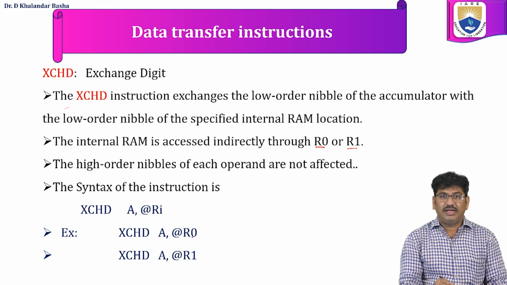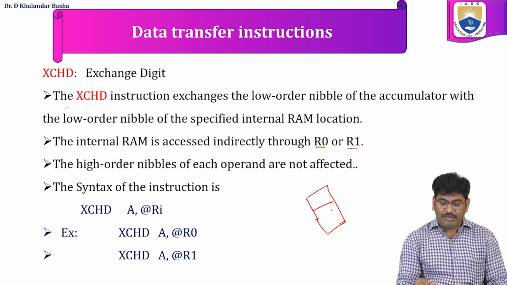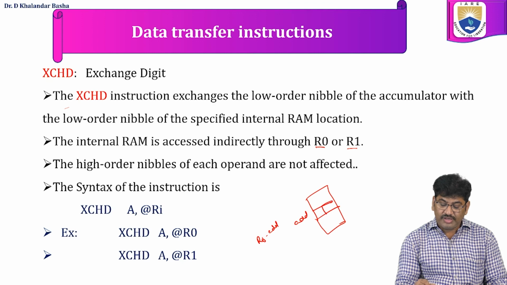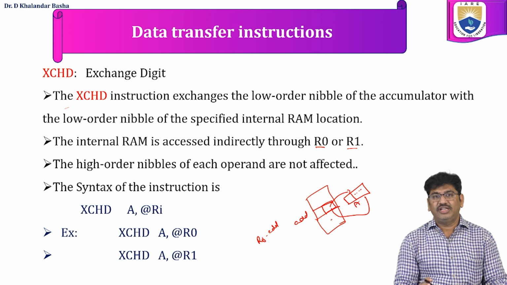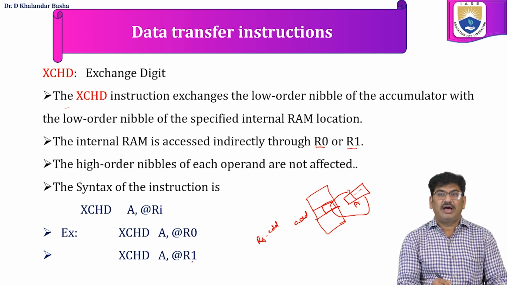XCHD A comma @R0. Here we are referring to a memory. The memory address is loaded into the R0 register. The lower 4 bits of this memory location will be swapped with the accumulator's lower 4 bits. There will be no change in the upper 4 bits of the accumulator and the upper 4 bits of the memory location referred to by the R0 or R1 register.